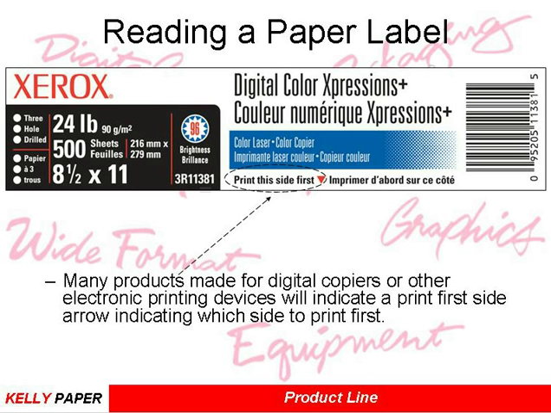Many products made for digital copiers or other electronic printing devices will have an indication of the print first side with an arrow pointing towards the side that should be printed first.